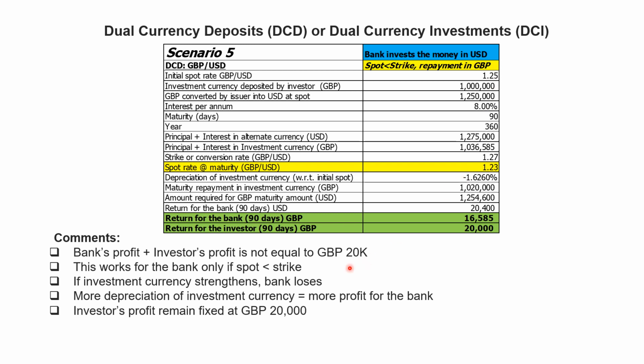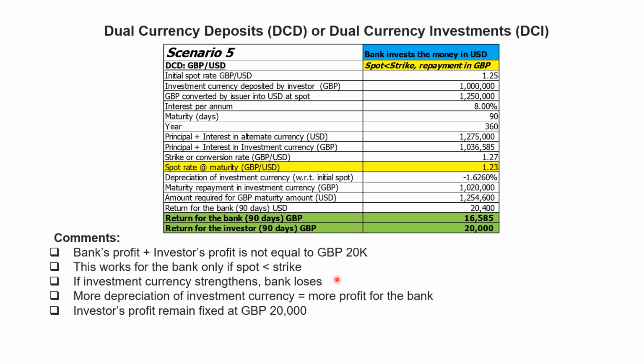Both the bank and the investor are happy when the bank invests the money in USD, repays in GBP, and the investment currency weakens. What happens if the investment currency strengthens? The party will be over for the bank. That's why the bank will not convert the GBP to USD initially. The conversion entails significant unnecessary risk for the bank.